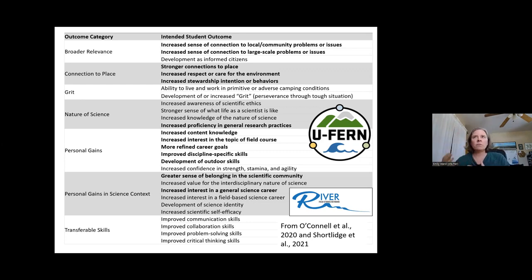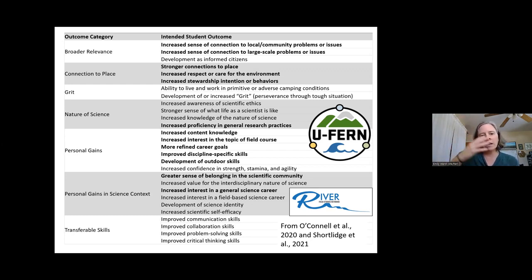And so UFERN is really focused on field work in general, but certainly the RIVERS group is really focused on faculty that are teaching in a river context. So this slide here is essentially listing, from that survey data, the various student learning outcomes that were identified by faculty. And so there's quite a few here.